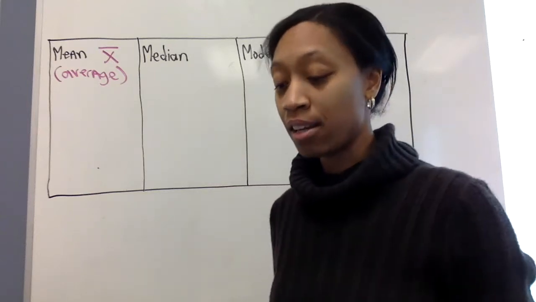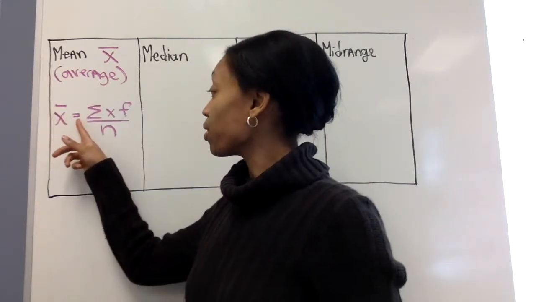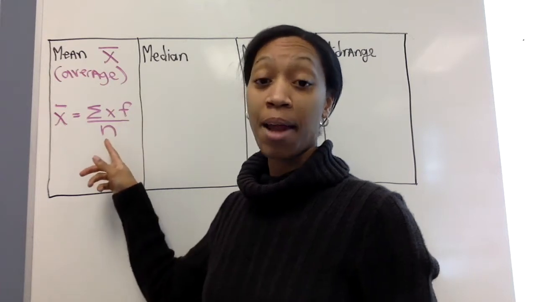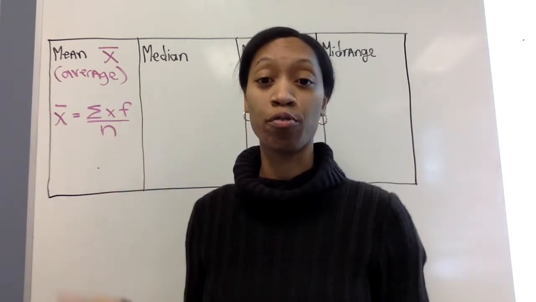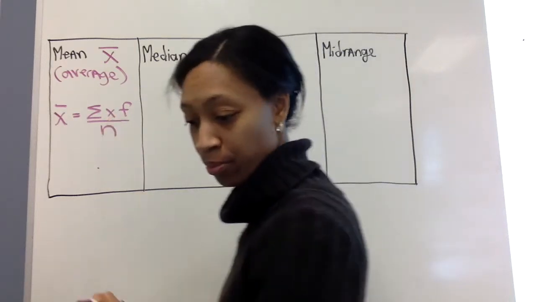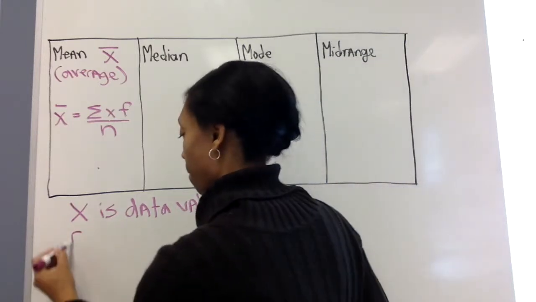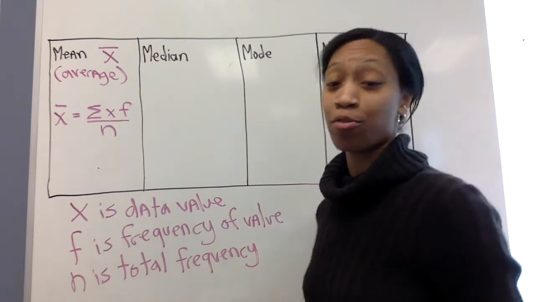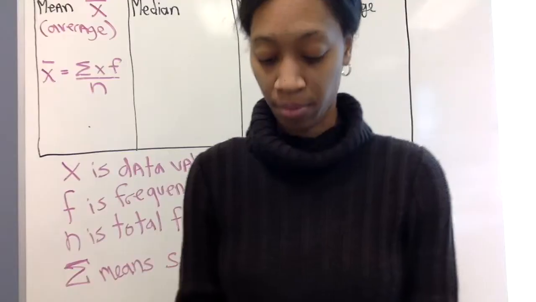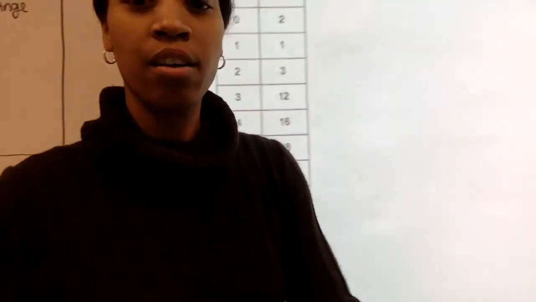So how you find the mean is, the mean equals the sum of each x value times its frequency divided by the total frequency. So in this scenario here, x is each value, f is the frequency of that value, n is the total frequency, and this symbol here is telling you to sum. So now let's look at our example here and see if we can find the mean from this table.